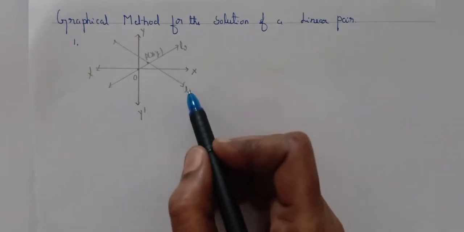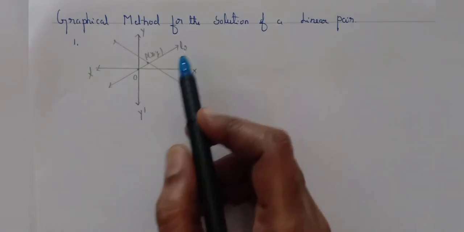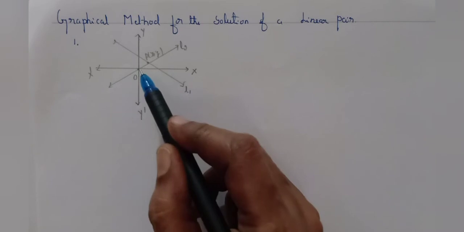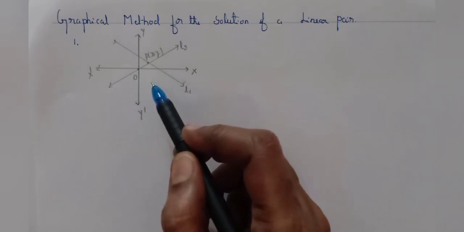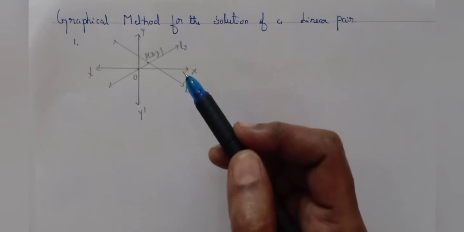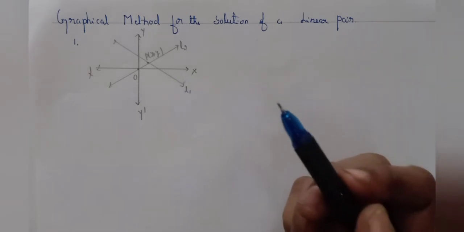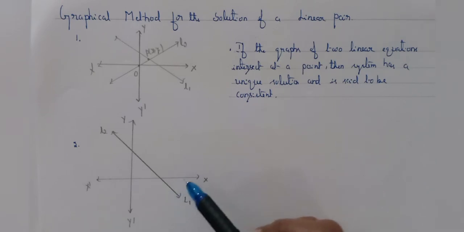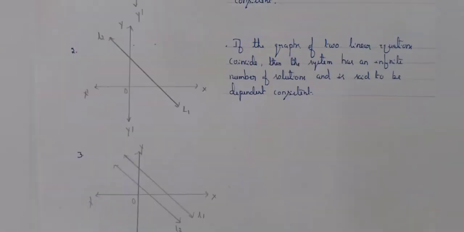See the figure. Here the lines L1 and L2 intersect at a point P. So if the graphs of the two linear equations intersect at a point, then the system has a unique solution. If the system has a unique solution, then it is said to be consistent. Now see the figure 2. Here the lines L1 and L2 coincide with each other. If the graphs of the two linear equations coincide with each other, then the system has an infinite number of solutions. If the system has an infinite number of solutions, then it is said to be dependent consistent.